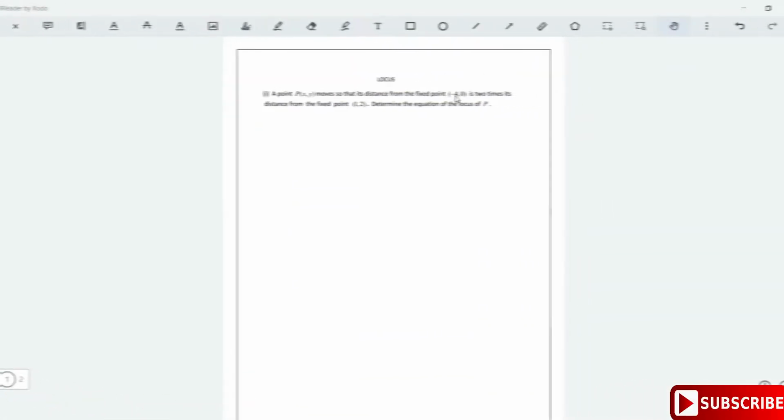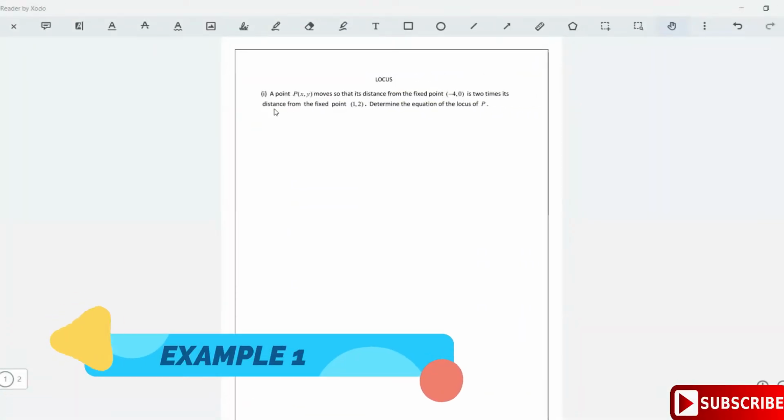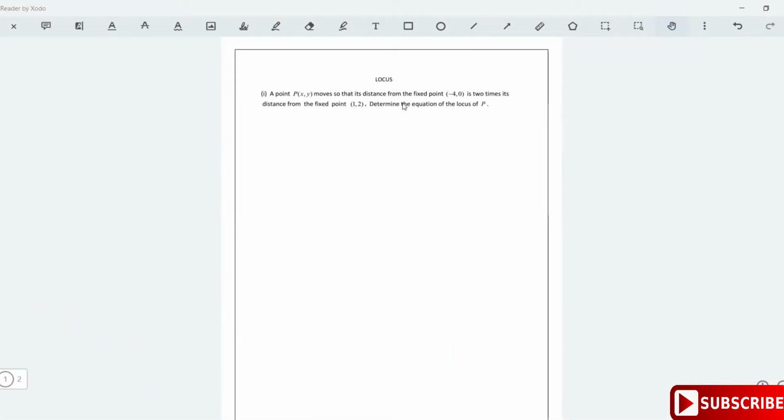Distance from a fixed point minus 4, 0 is 2 times its distance from the fixed point 1, 2. Determine the equation of the locus of P. So just for referencing, I'm going to call minus 4, 0 A. So A is the point minus 4, 0. And I'm going to call B the point 1, 2, just for referencing.